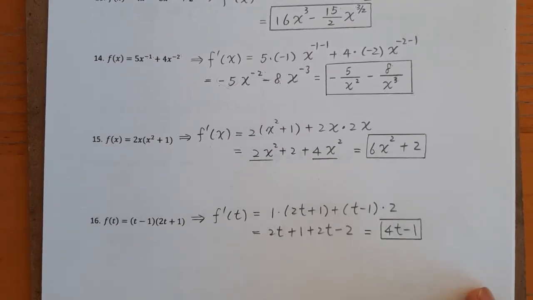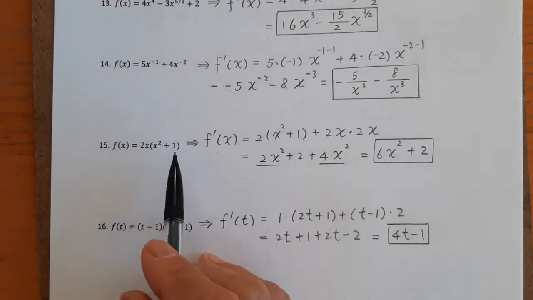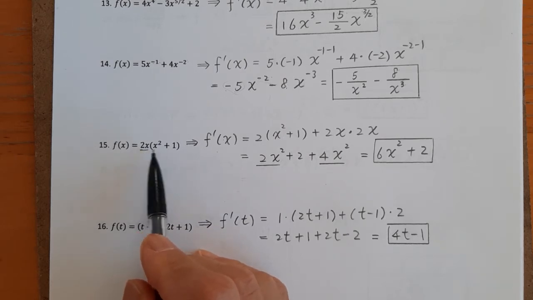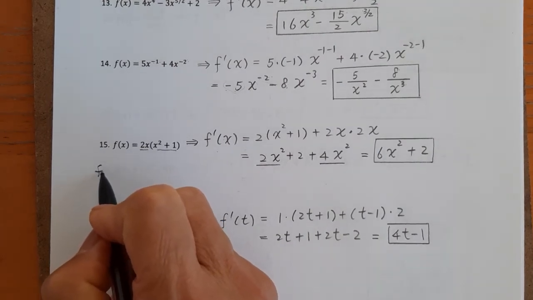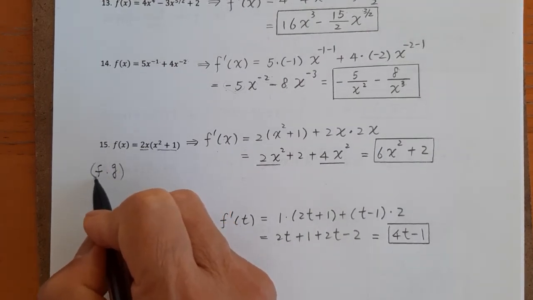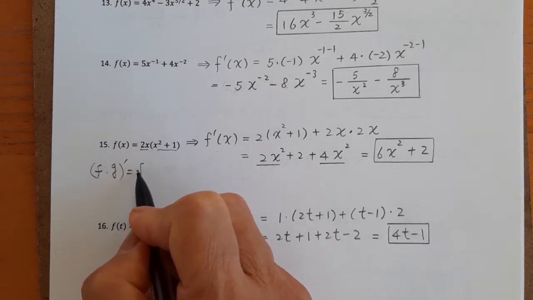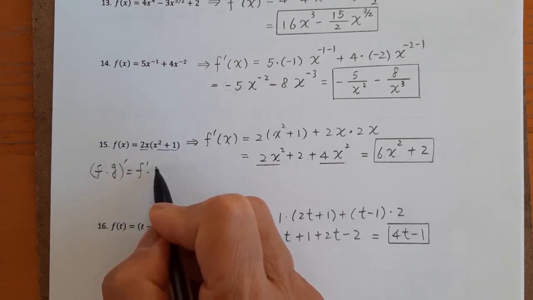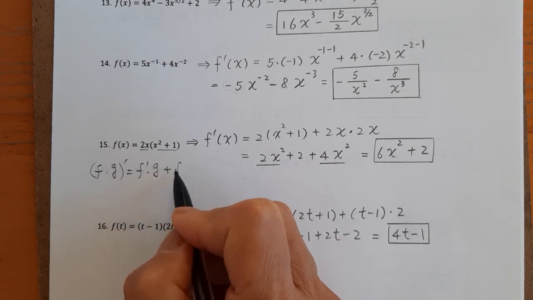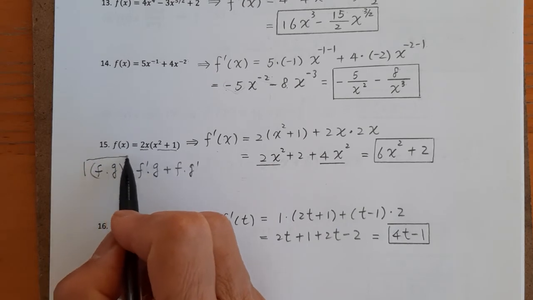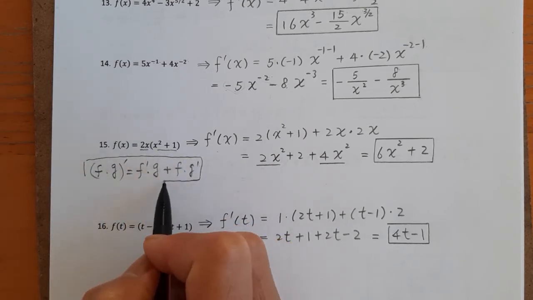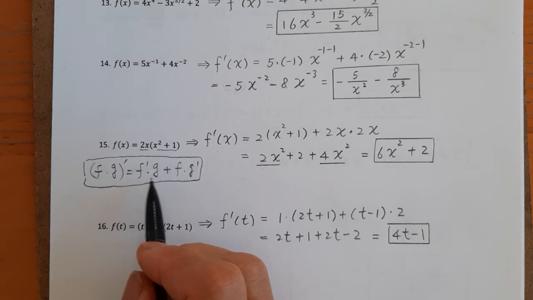Question 15. And this one uses the product rule because this is two functions. 2x is one function. Another function, x squared plus 1. And the product rule is, for a function f times g, the derivative is equal to the first function's derivative f prime times g, plus f times g prime. You can use your own way to memorize. I use this order to memorize.